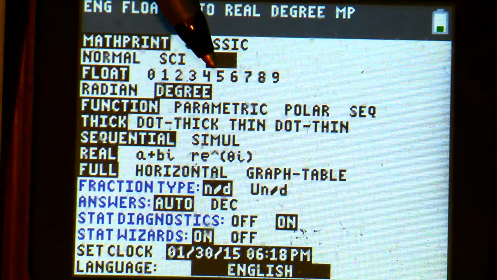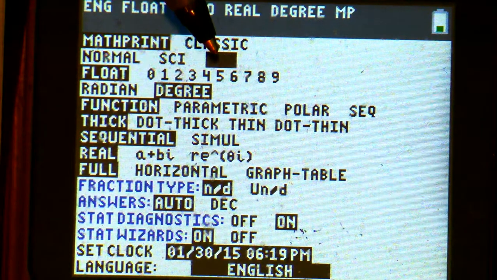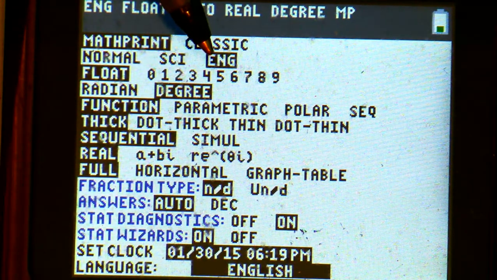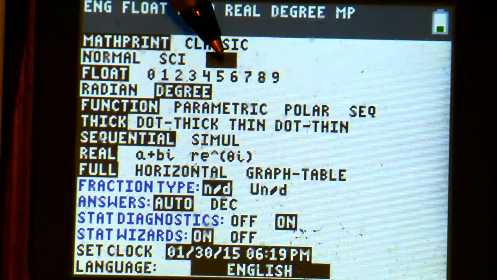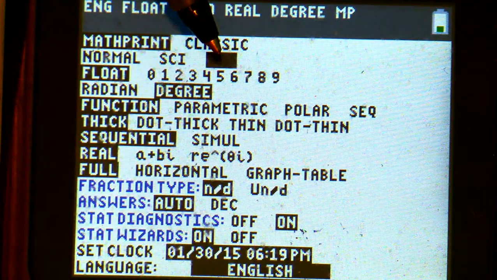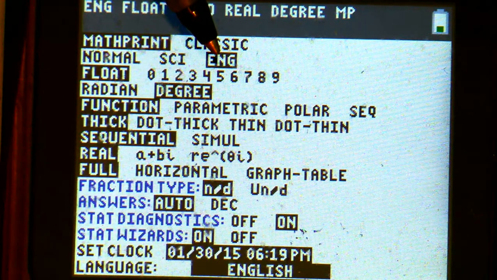That matches the Greek prefixes. Kilo is 10 to the 3. Mega is 10 to the 6. Giga is 10 to the 9th. And so forth. Tera, 10 to the 12th. Milli, 10 to the negative 3. Micro, 10 to the negative 6.